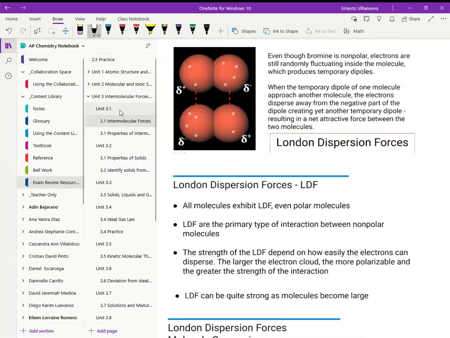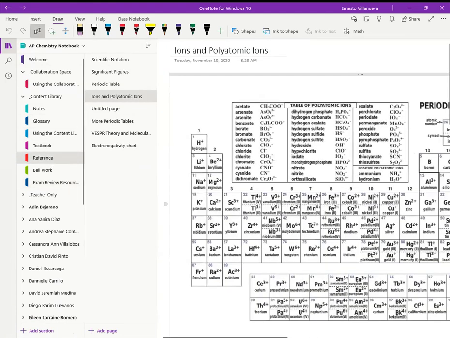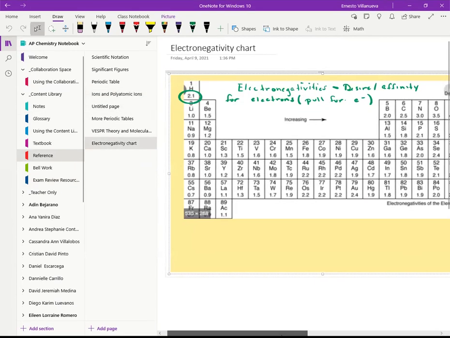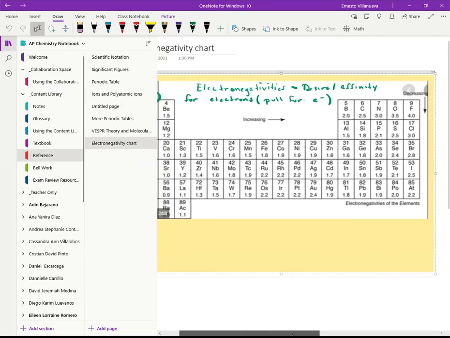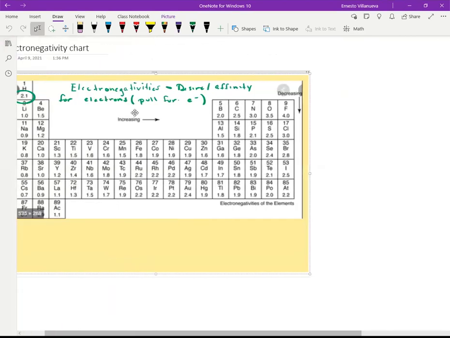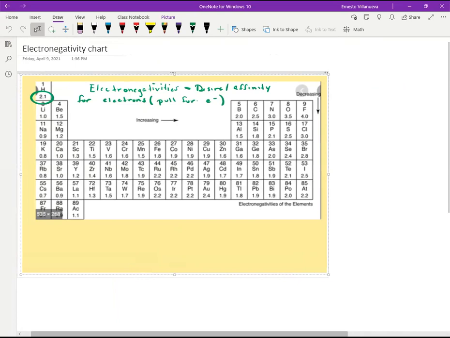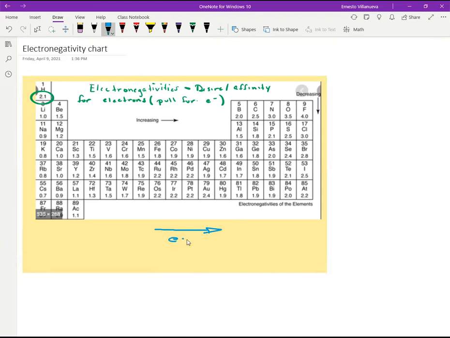If I go to the reference, here is our electronegativity chart. What this tells you is the amount of electronegativity that exists in these elements. Now you can see that the more you go to the right, the greater the electronegativity. So electronegativity increases in this direction on the periodic table.